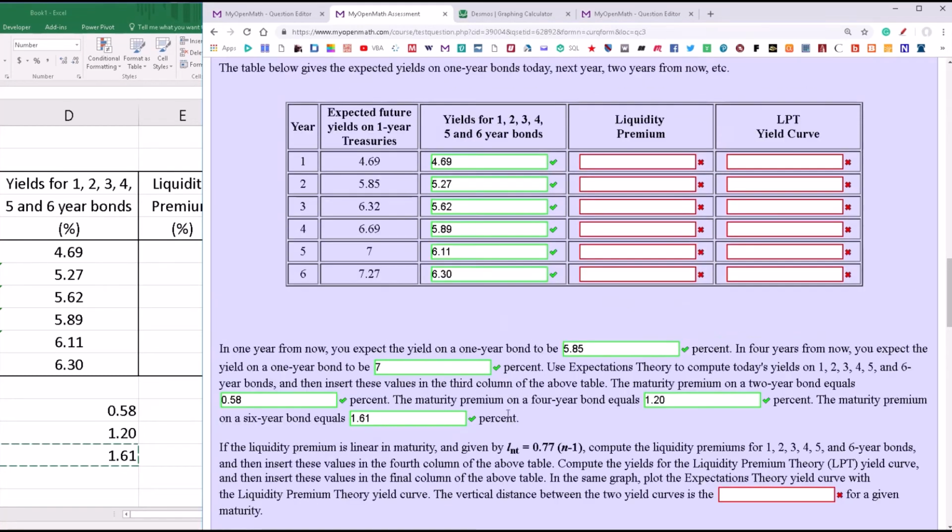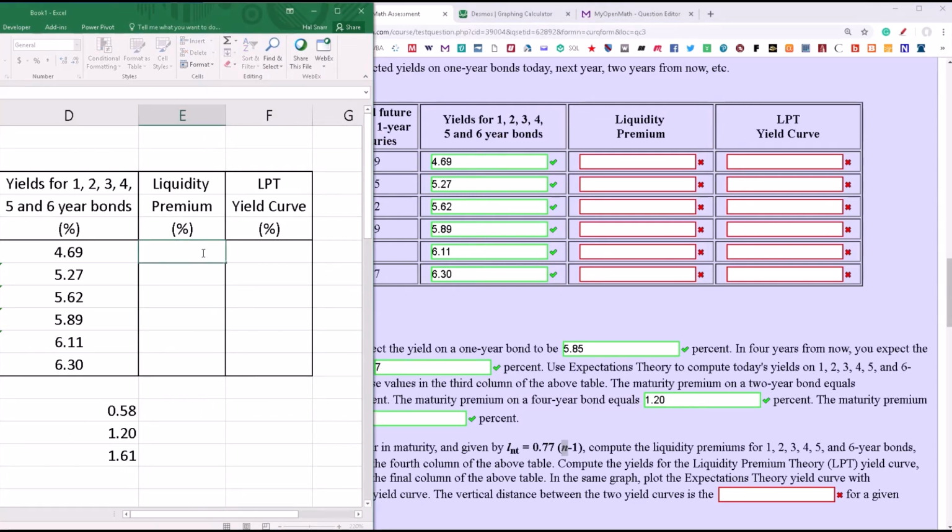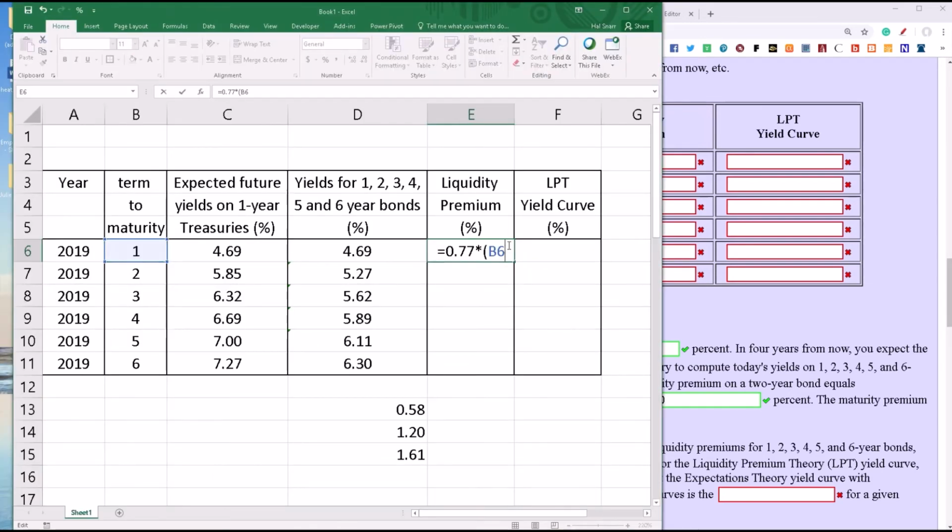Okay, now this is just a hypothetical liquidity premium that I just made up. It's just a function I made up. It's a function of the maturity of the bond, right? Okay, so I'm gonna calculate the liquidity premium. So the liquidity premium is 0.77 times maturity, which was over here, minus 1. So the liquidity premium of a 1-year bond is 0, right?